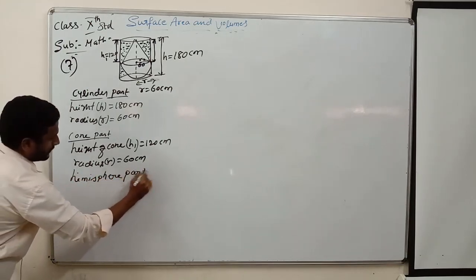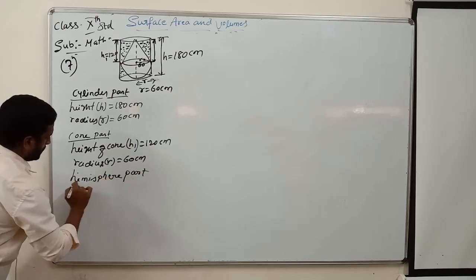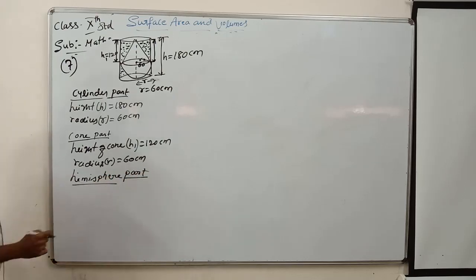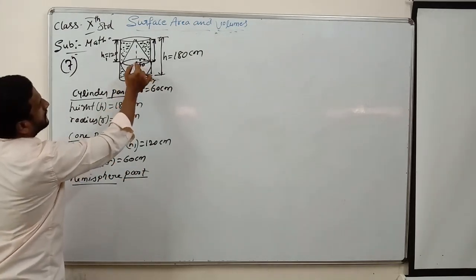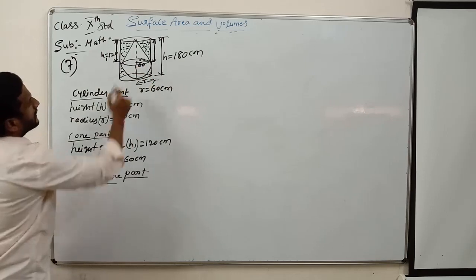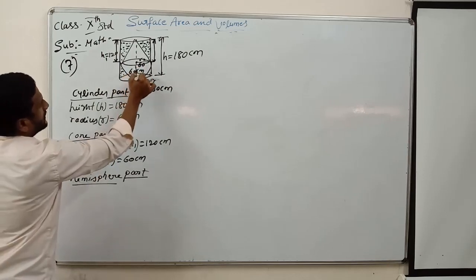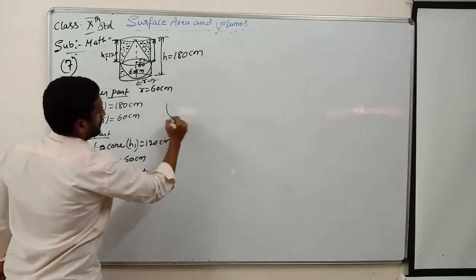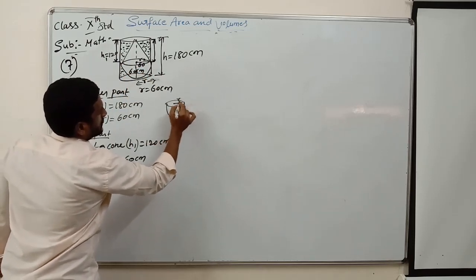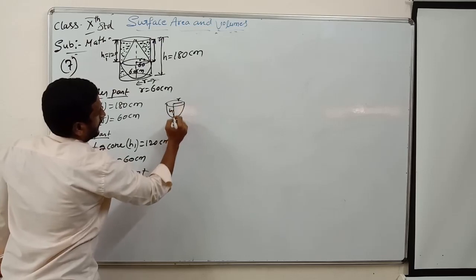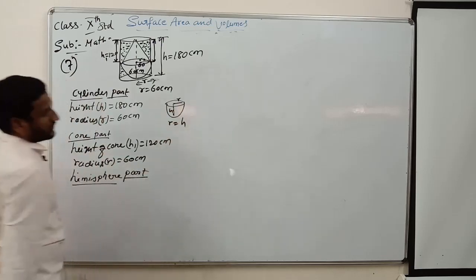Hemisphere part. What is the detail given here? For the hemisphere, the radius is given, and all radii are equal. Then what is its depth here? Depth is also 60 centimeter. This is very important: in a hemisphere, the radius is equal to the height. So R is equal to H.